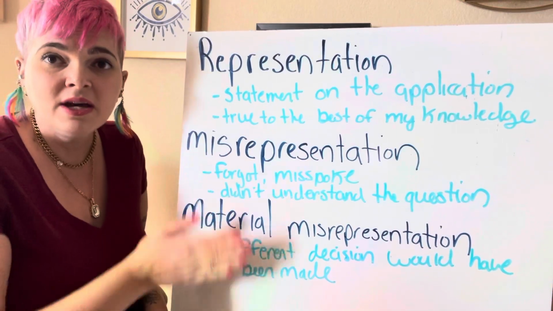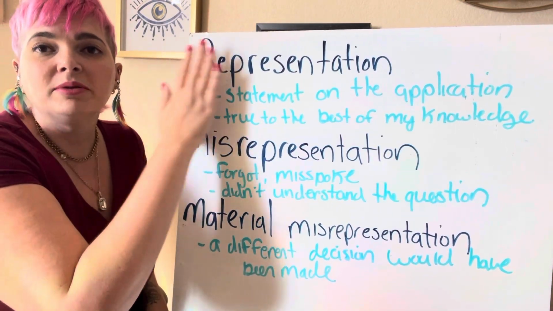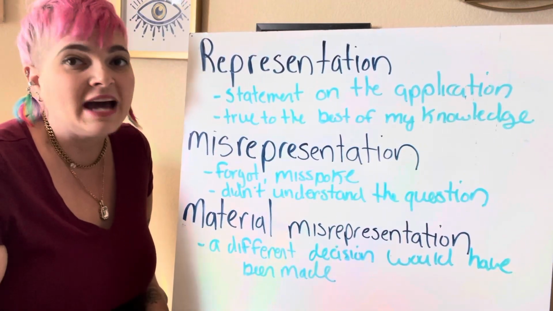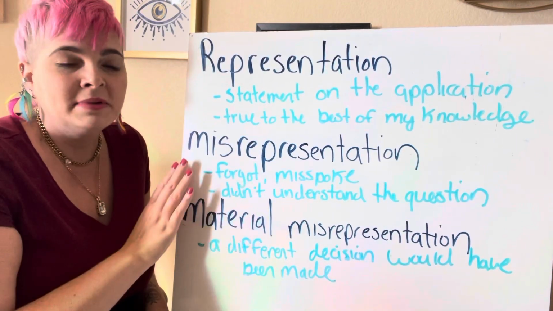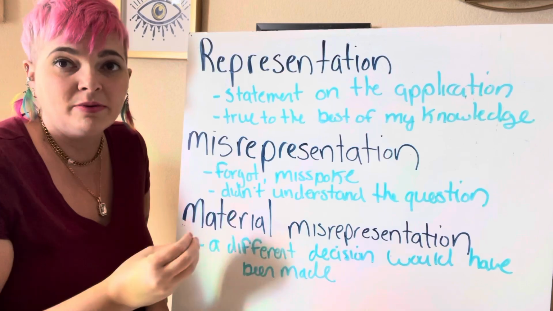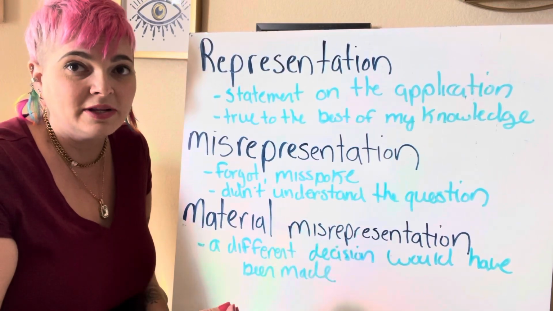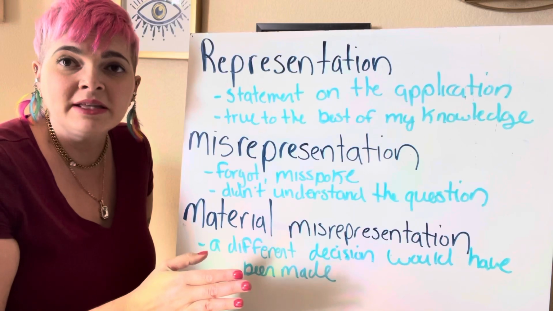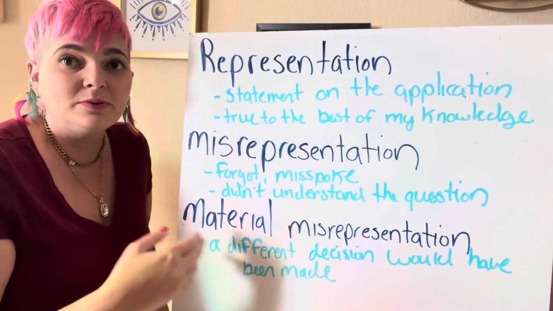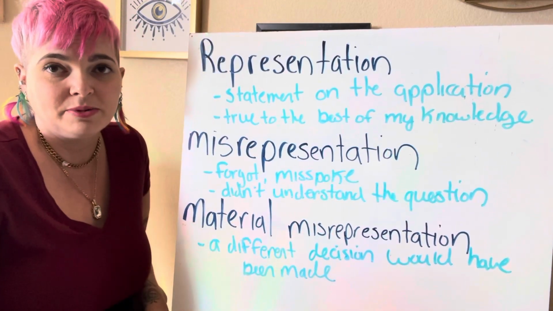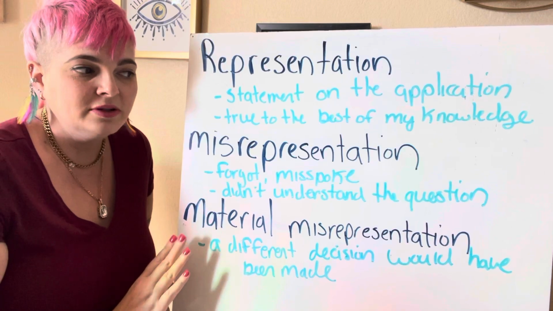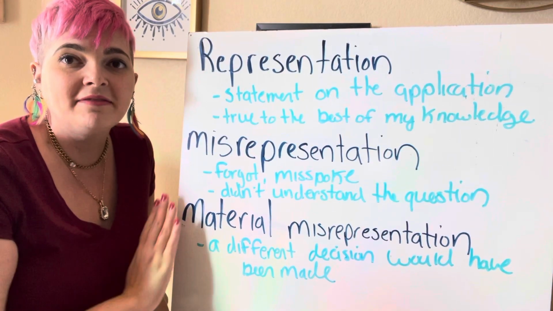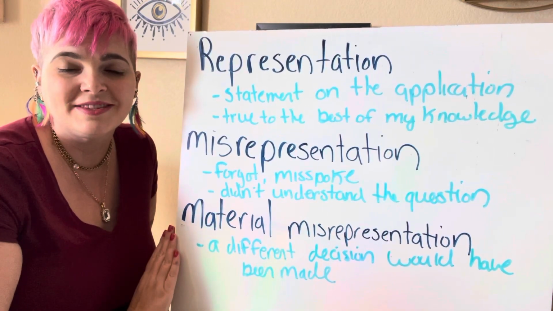So in summary, we have representation. I believe it's true. I think it's true. To the best of my knowledge, it's true, but it's not guaranteed to be true. Misrepresentation is when the information is out there, the truth is out there, but somehow we got different information. It doesn't necessarily mean the person lied, and if they did, it would be known as an intentional misrepresentation. Material misrepresentation is when a different decision would have been made if that piece of information was known.